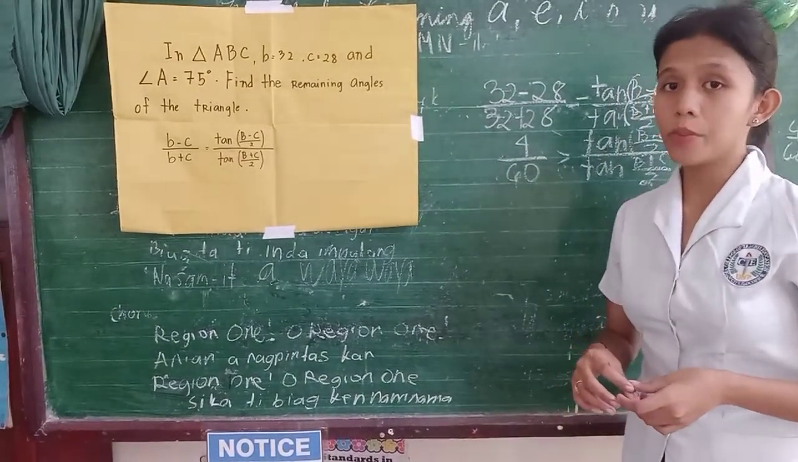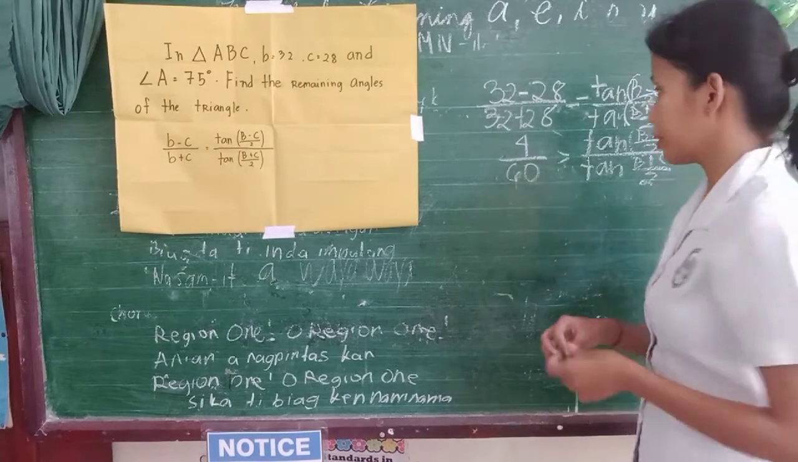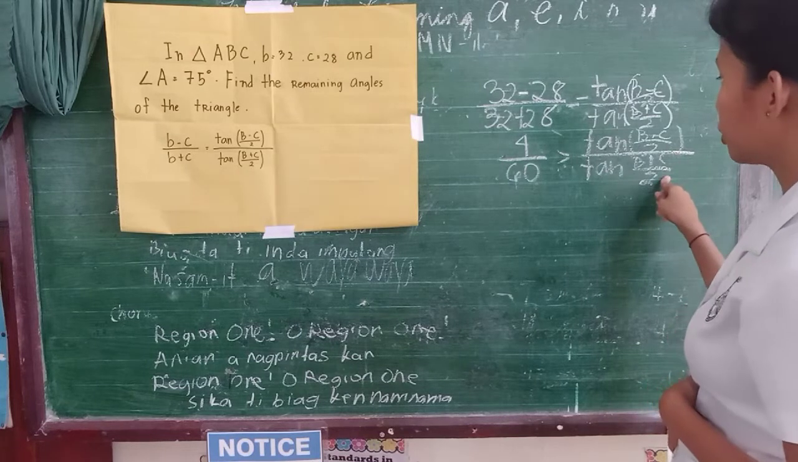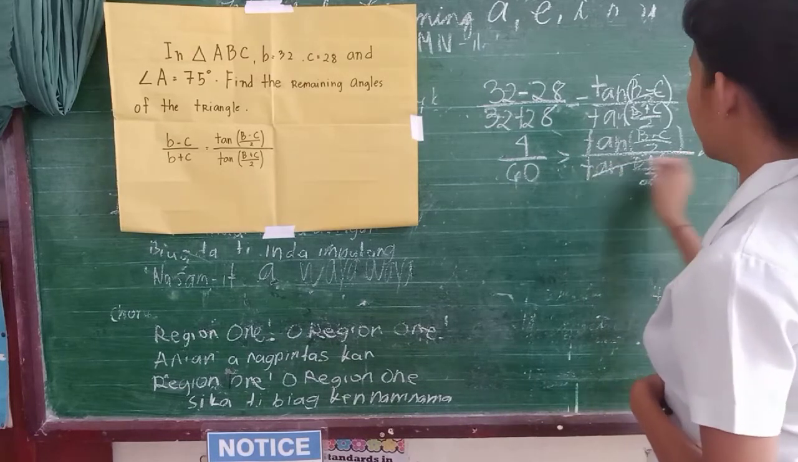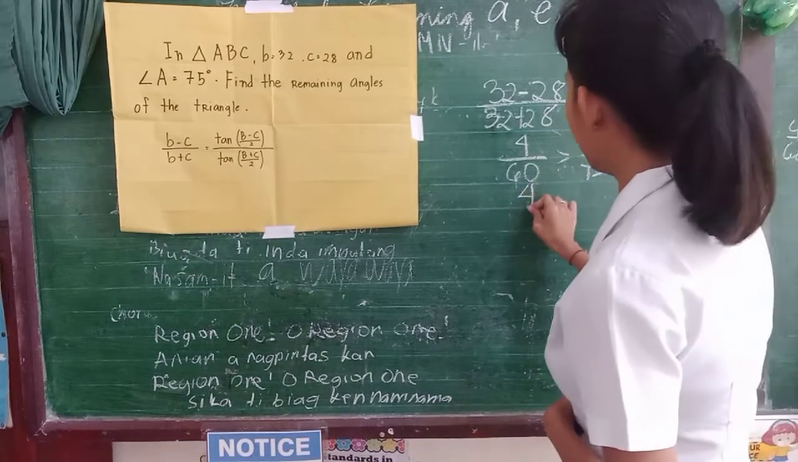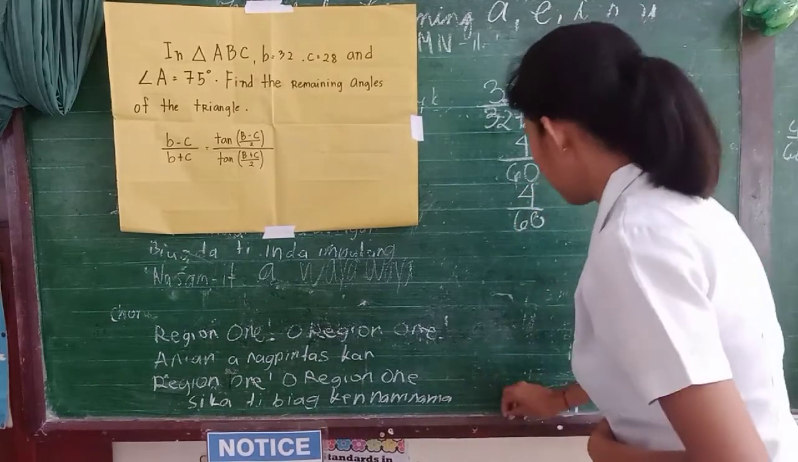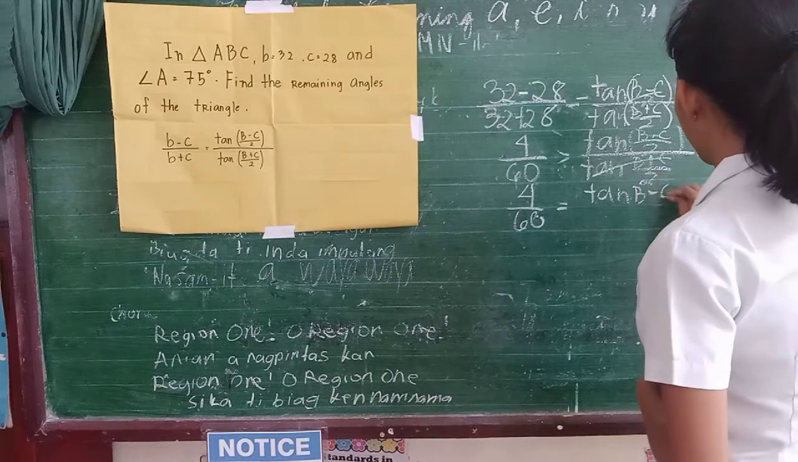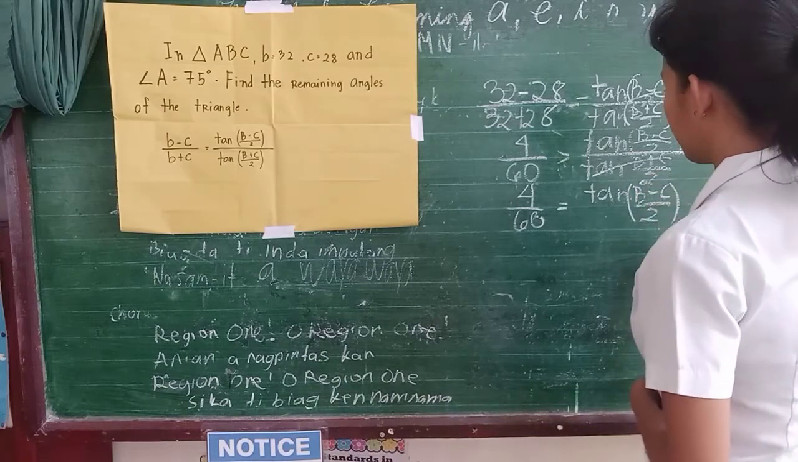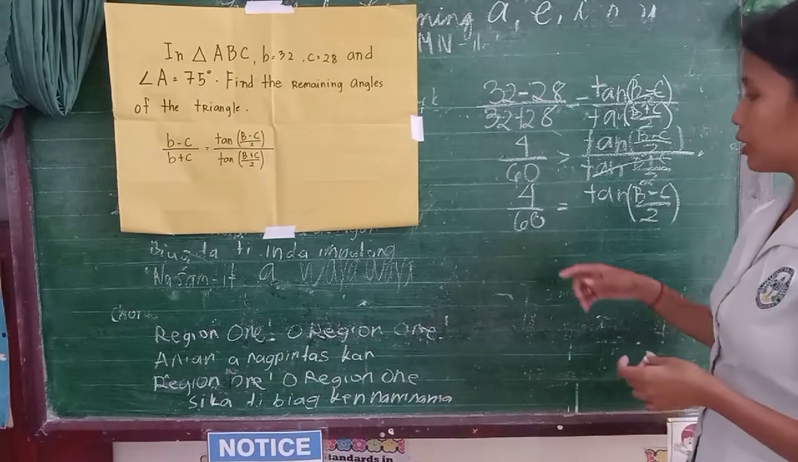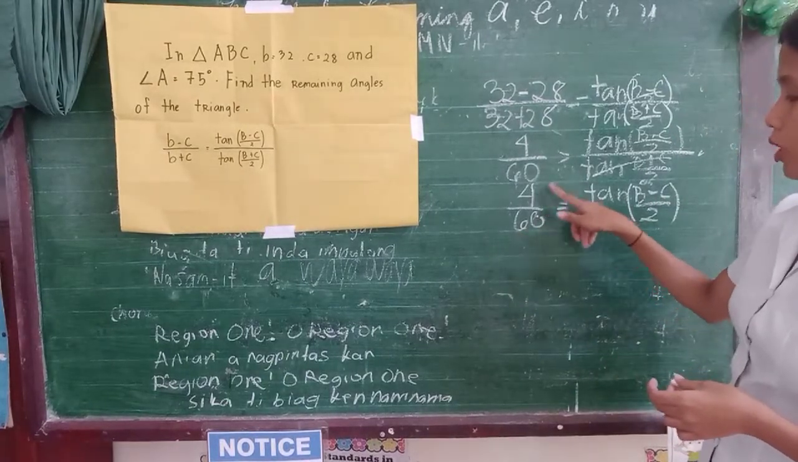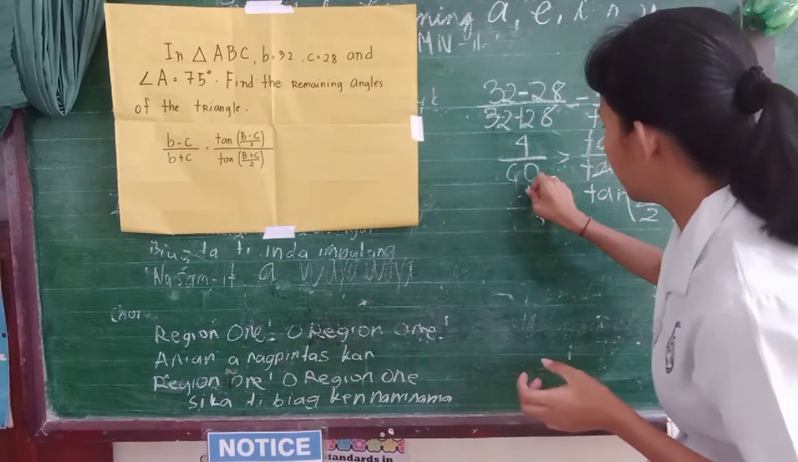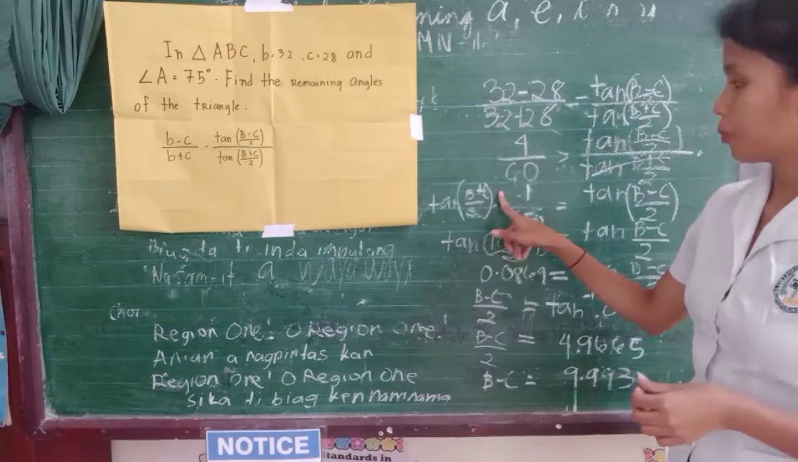Multiply each side by the denominator on the right, so that is tangent (B plus C) over 2. Then cancel it. It will be 4 over 60 equals tangent (B minus C) over 2. So we can simplify it again. This 4 is equal to 1 and 60 is equal to 15. So, 1 over 15.